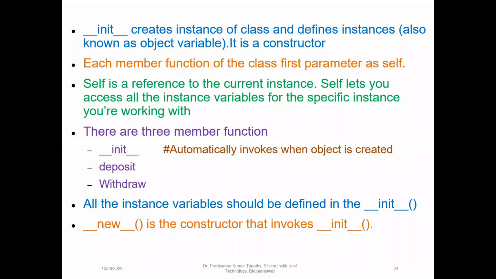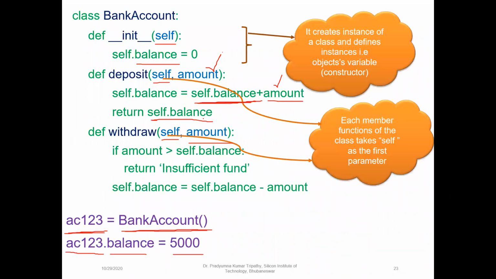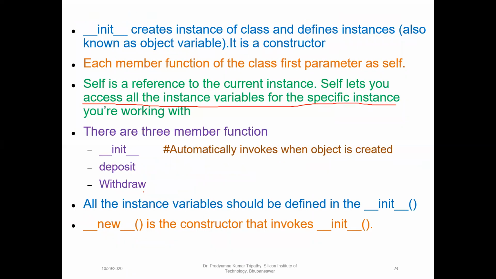It lets you access all the instance variables of the specific instance you are working with. You can see self dot balance I have written over here. So through self dot I can access all the variables that are defined inside the class. So how many member functions have I defined in the previous program? We have INIT, deposit, and withdraw.